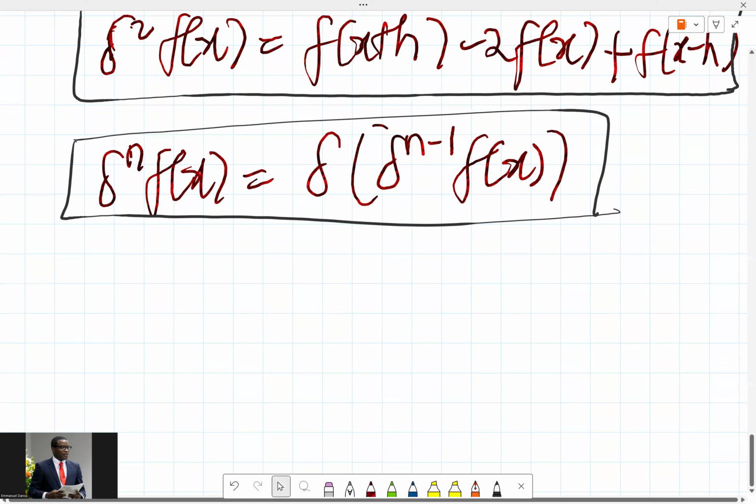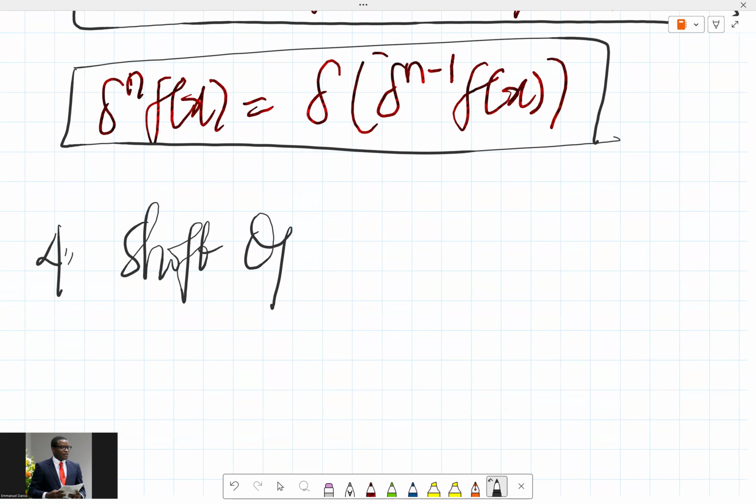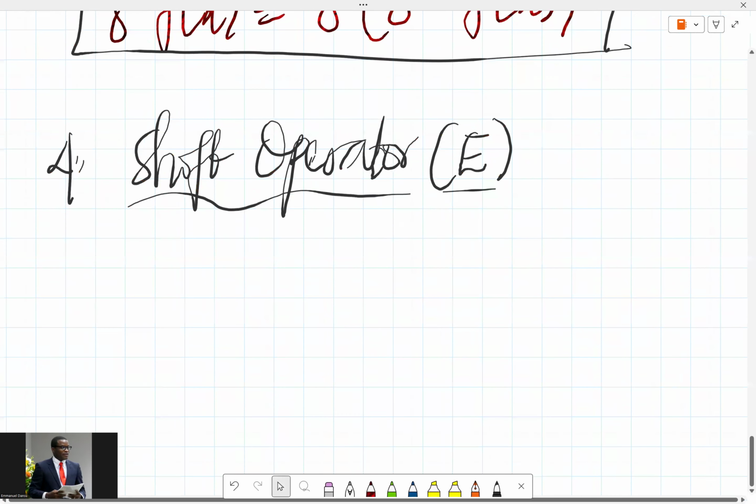Now, when we talk about operators, from numerical differentiation using finite differences, we had only three things. But in the case of operators, we now have an additional operator, known as the shift operator. So we have a fourth type of difference operator called the shift operator, and it plays a significant role. The shift operator is represented by E.